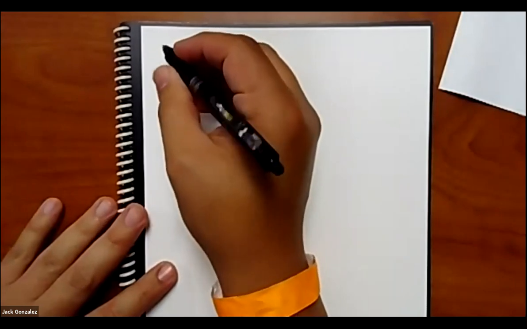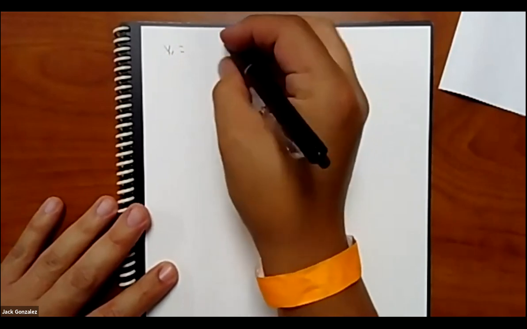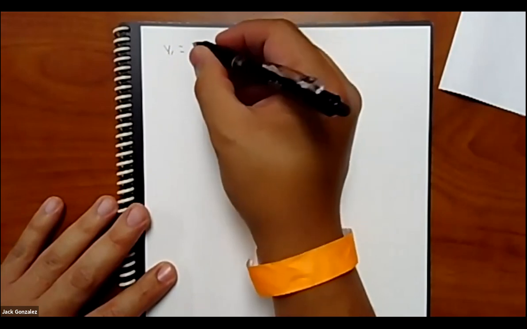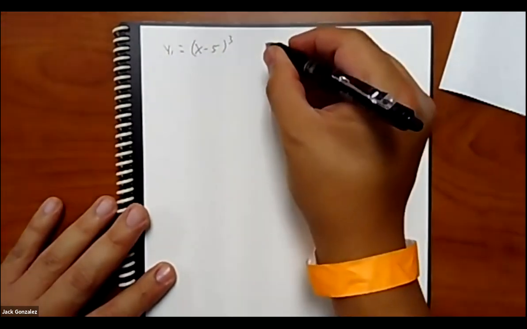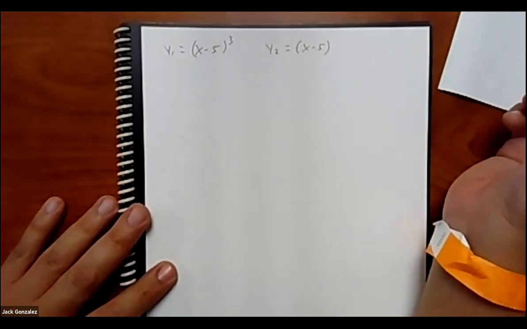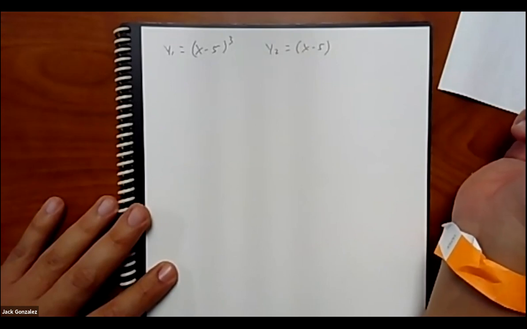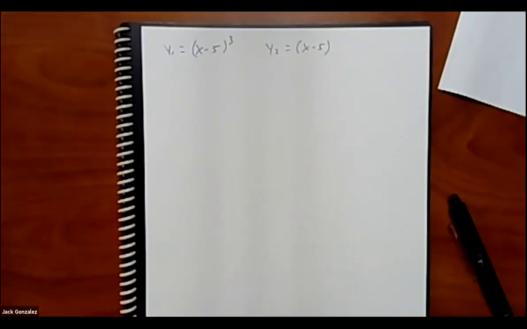Right now, this is the area of region y1 is equal to x minus 5, the whole thing cubed. Yes. And then y2 is equal to x minus 5. Like this? Yes. And they want to know the area between. Okay, so let's go ahead and graph one.